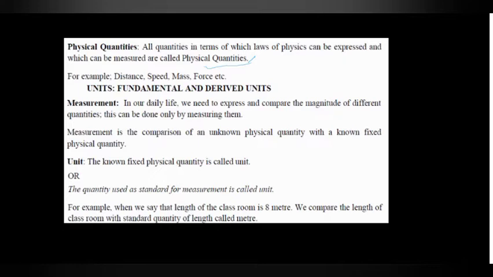Measurement. What is a measurement? In our day-to-day life, we need to compare the magnitude of different quantities, which can be done only by measuring them. Even if you are a good cook, you may have tried to make a cake. So the cooking guys on certain YouTube channels may instruct you to use 200 grams of butter, 150 grams of flour, and add 2 tablespoons of vanilla or something.